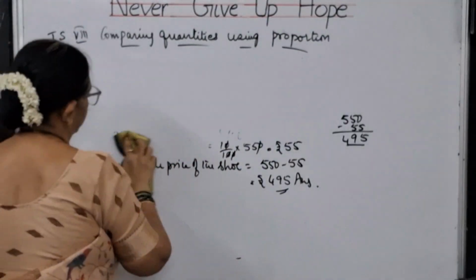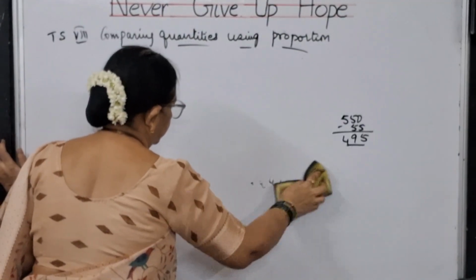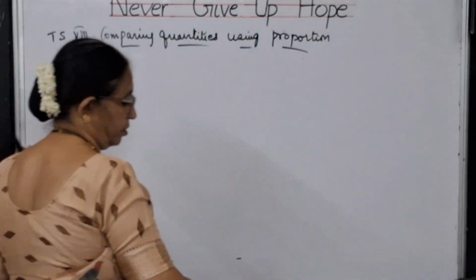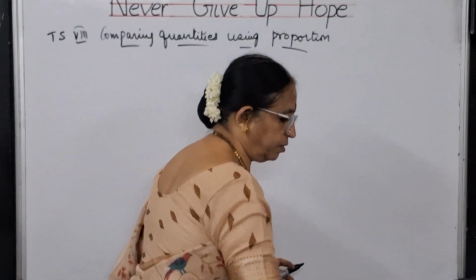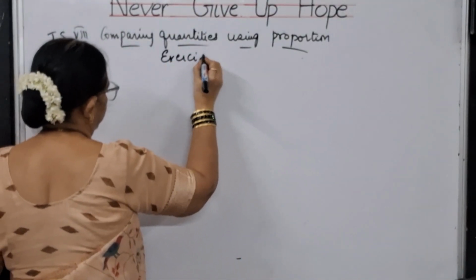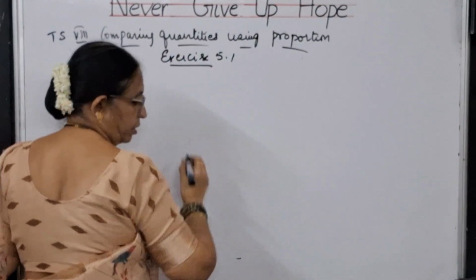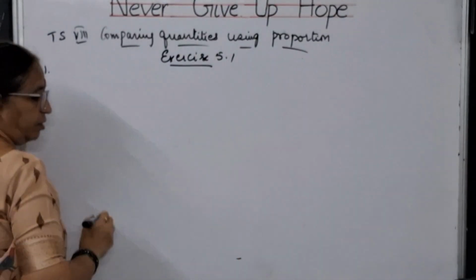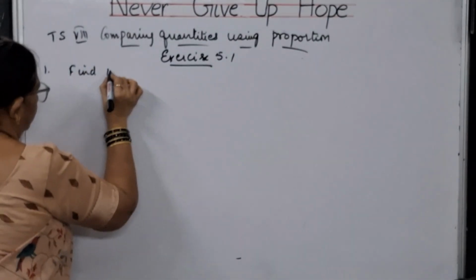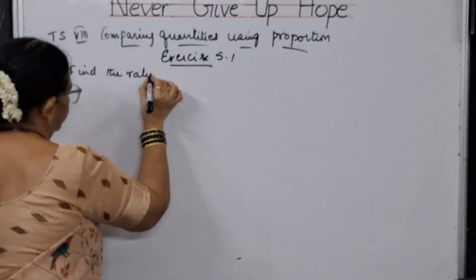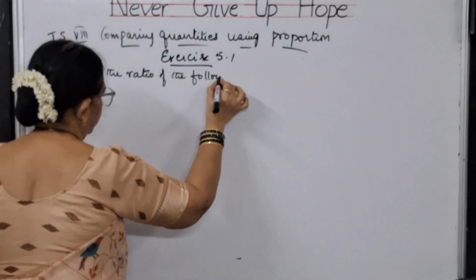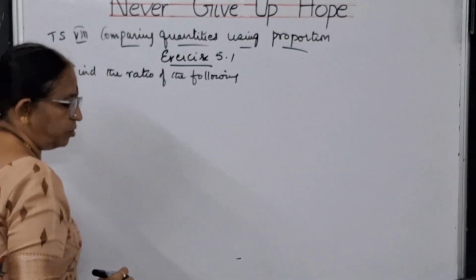Now we will go to the next part, that is exercise 5.1. So the first one is find the ratio of the following.